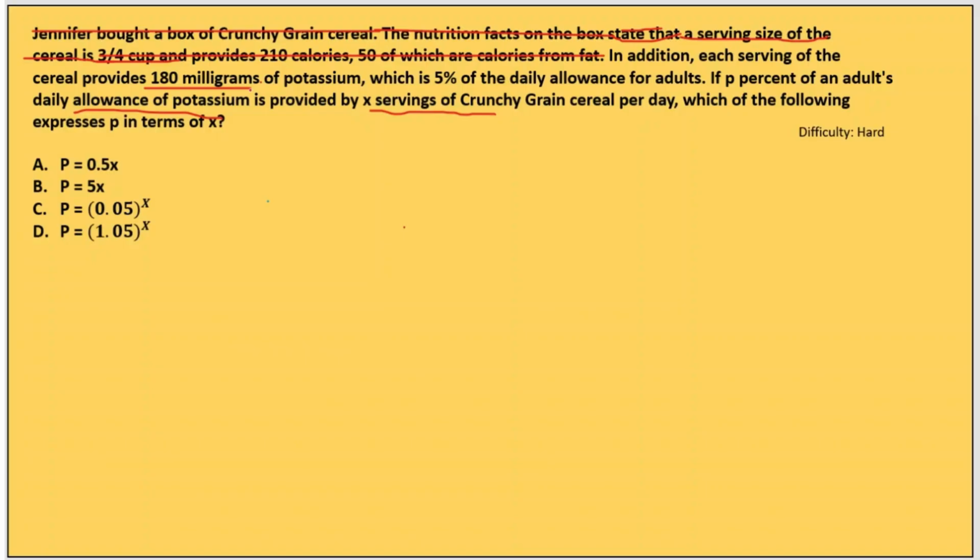We are going to wait some time. So now if you look at it here, they say more things here, which is 5% of the daily allowance for adults. What does it mean? Is it necessary information for us? Maybe, maybe not. Do we see any words related to daily allowance for adults?